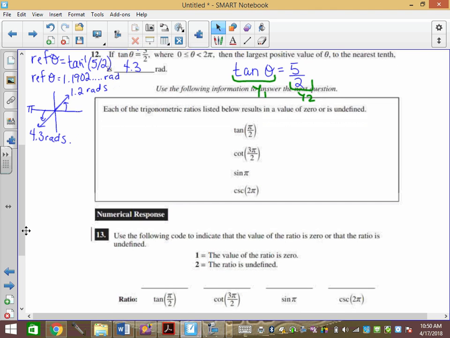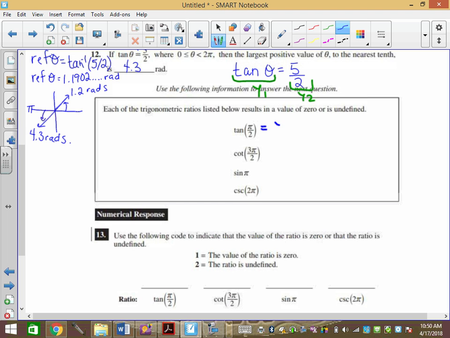Okay, each of the trigonometric ratios listed below results in a value of 0 or undefined. We could literally punch these into our calculator. But if we punch them into our calculator, our window or our mode has to be what? Radians, because we're typing it in. So we go mode radian. So I'm going to go tan of pi divided by 2. I get a domain error. What does that mean? It's undefined.